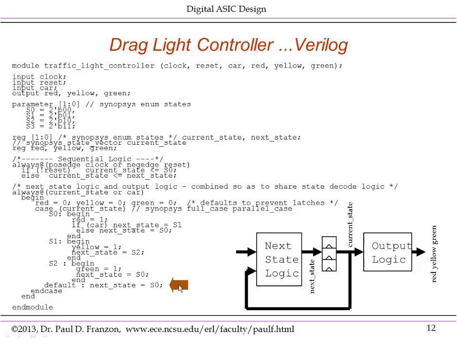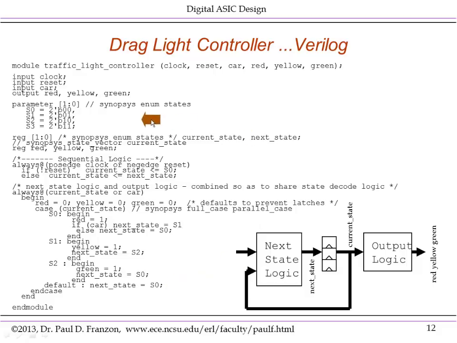Here I have a default, next state equals S0. This is doing two things. This is preventing unintentional latches, because I want to make sure that next state is assigned for all possible combinations of inputs, and this ensures that. In addition, I'm producing fail-safe behavior. That is, if due to some noise event, this finite state machine gets into state S3, then on the next clock cycle, it will go to a valid state, state S0.